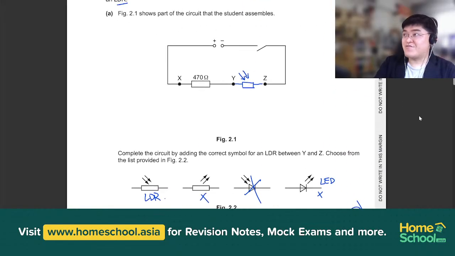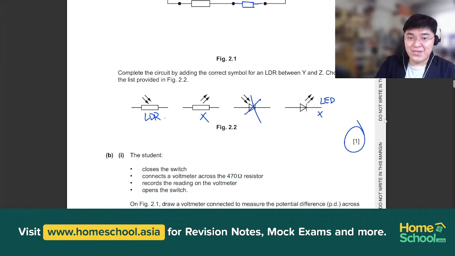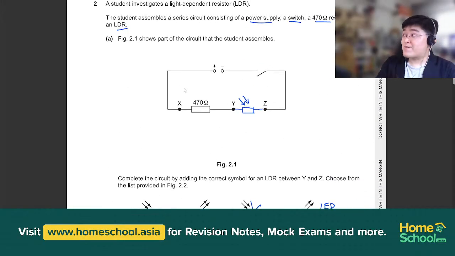Where do we draw this? Let's see. This voltmeter is connected across the 470 ohm resistor. Do remember, the voltmeter should always be connected in parallel to the thing you want to measure the potential difference. So what you need to do is draw one of these little blocks here, like this, V for voltmeter, and there you go.